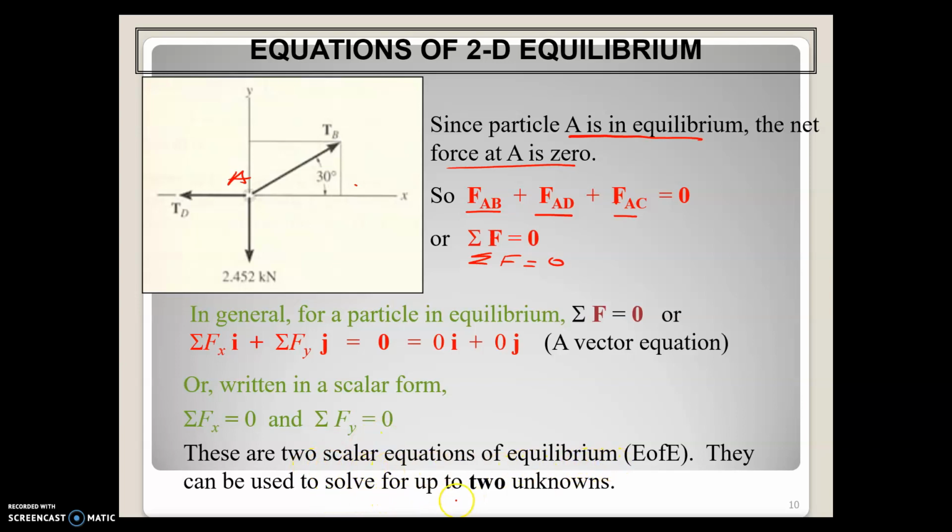They can be used to solve up to two unknowns. Okay, for two scalar equations, which is Fx and Fy ni, this can be solved up to two unknowns only. Okay, remember, two scalar equations of equilibrium ni only can be solved up to two unknowns, maximum. Kalau dua scalar equation boleh solvekan dua unknown sahaja.